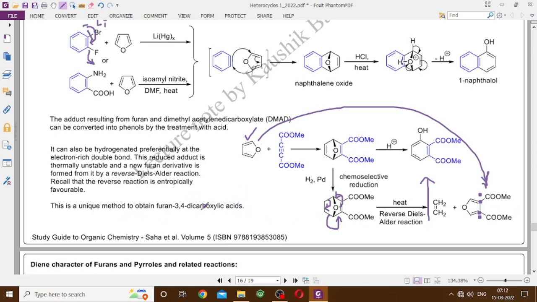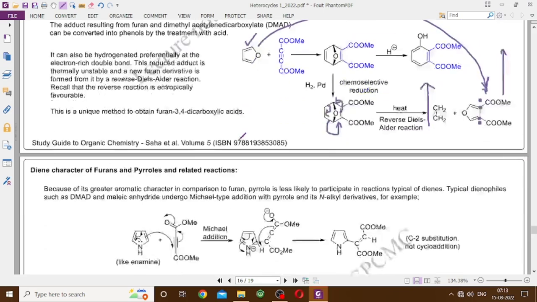This is a unique method for the furan 3,4-dicarboxylic acids, because this can now be hydrolyzed into the corresponding diacid. So they can even ask you to synthesize the dicarboxylic acid variant from furan.